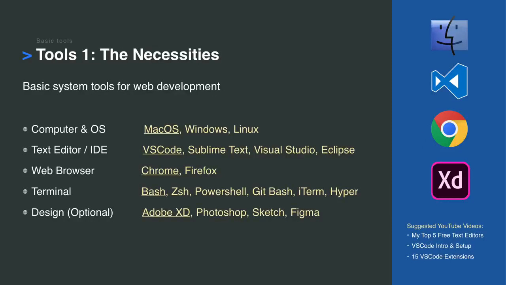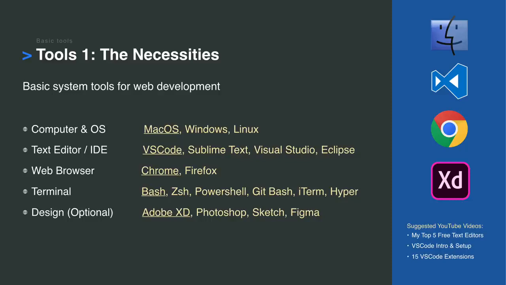So let's start off with the necessities, basic system tools for web development. And obviously, you need a computer and an operating system. You can't write much code without that. And as far as hardware goes, web development isn't really demanding on your system. It's not like game engine development or something like that. So you can use a mid-range laptop or desktop, or even in some cases a lower end computer.